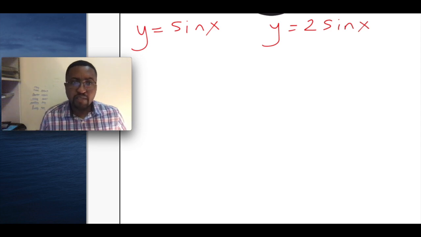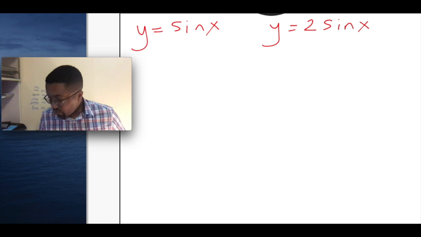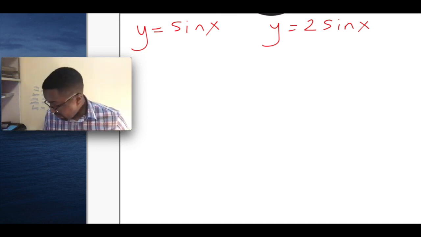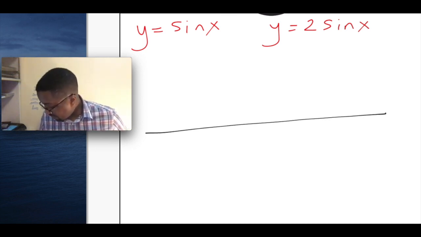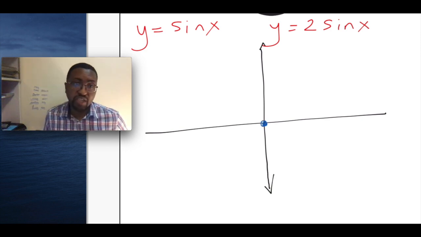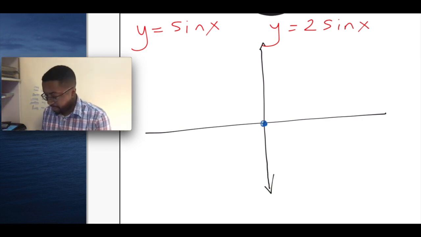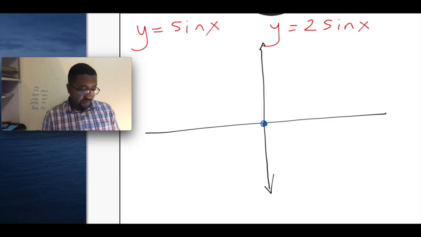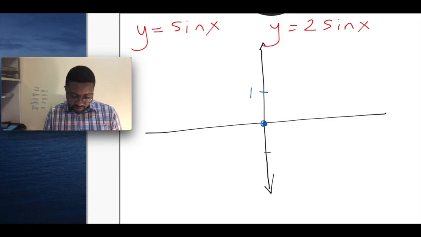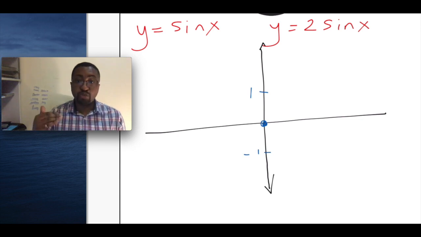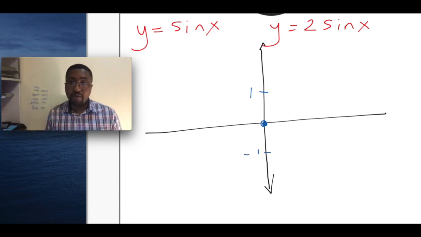y equals sine of x and y equals 2 sine of x. We are going to graph both of them on the same graph. So you have your y-axis, you have your x-axis. The parent function always starts from the origin, and then the highest point is 1, the lowest point is -1. The range is between 1 and -1.